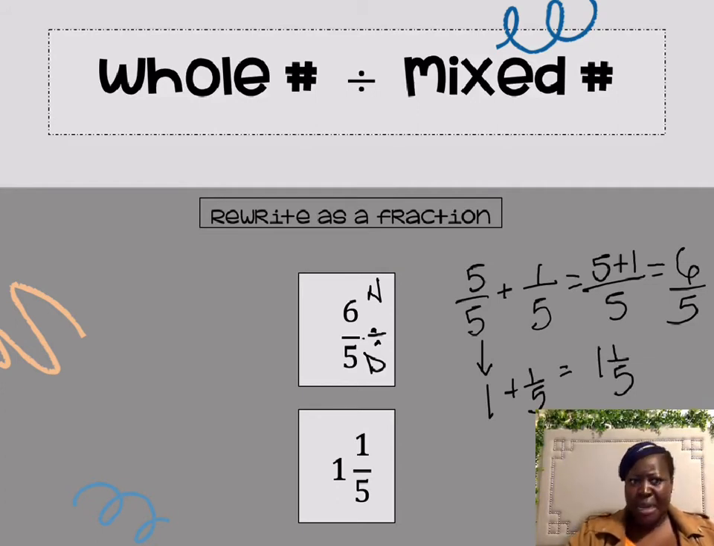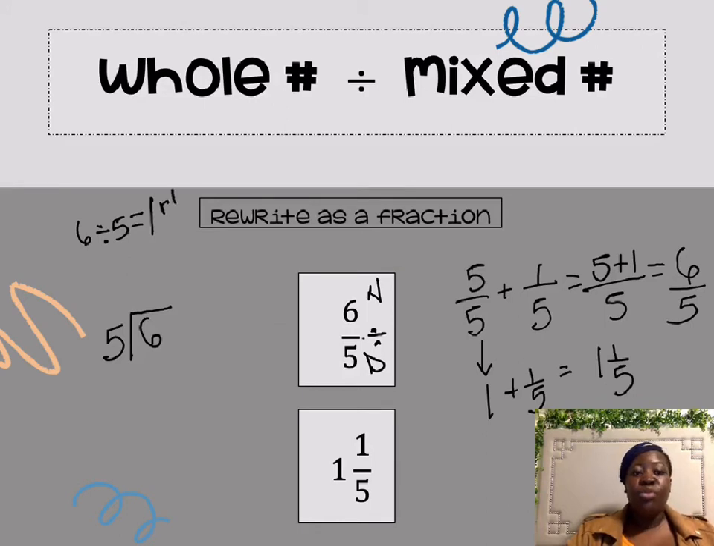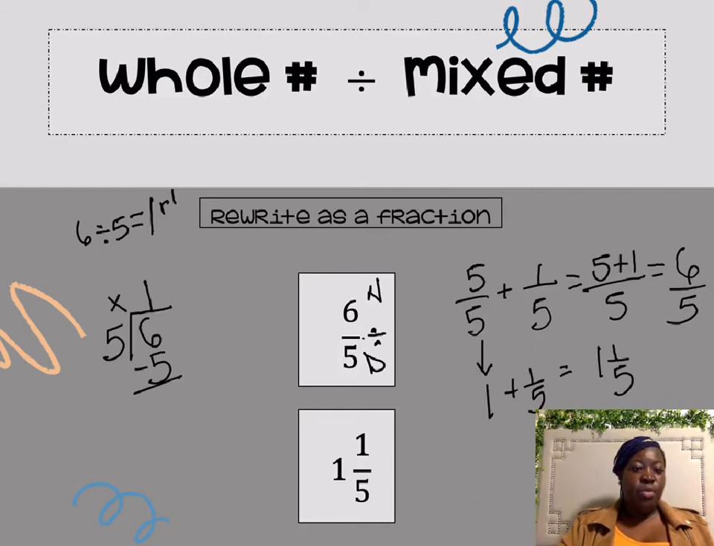Or if you want to divide it, let's divide it. You have 6. Notice how I'm going to write my division sign. Divided by 5. Now you ask yourself, how many groups of 5 can you get from 6? You know that's equal to 1, remainder 1. But watch what we're going to do with the remainder. 5 times 1 is equal to 5. We're going to subtract that. You take away 5 from 6, and you're left with 1.